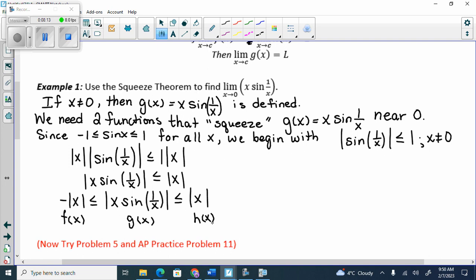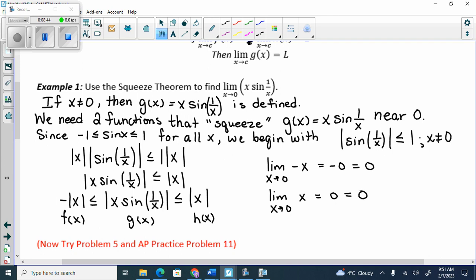Do you still need the absolute value of x sine 1 over x? You can technically get rid of the absolute value sign because we did the negative and the positive. So we can go the limit as x approaches 0 of negative x, which is negative 0, which is 0. And we can go the limit as x approaches 0 of positive x, which is 0.